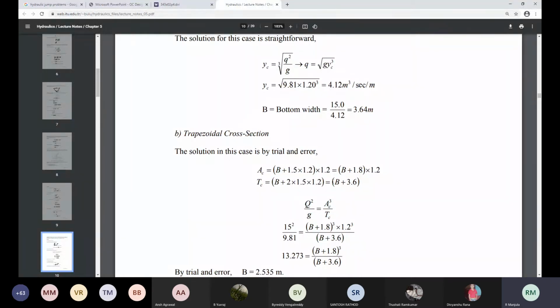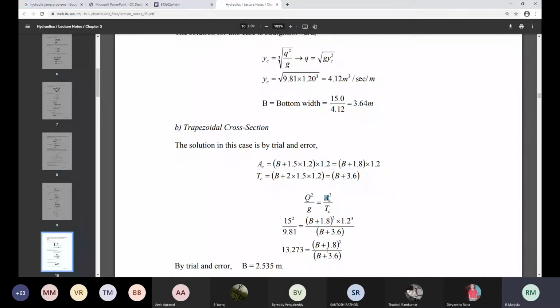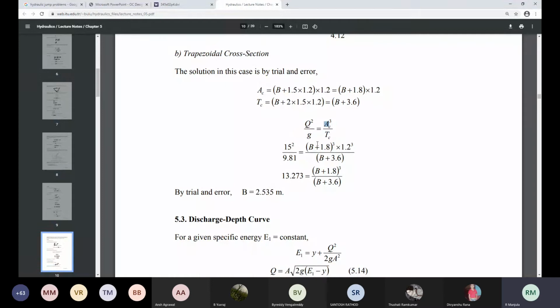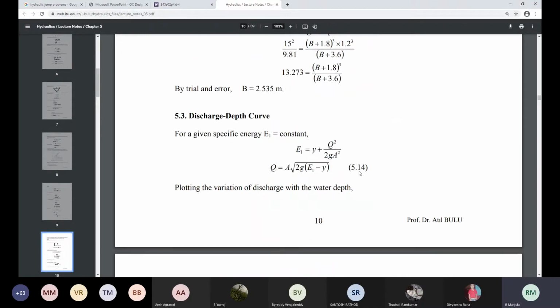If it is a non-rectangular channel, then the critical flow condition is Q square by G is equal to AC cube divided by TC. For non-rectangular channels, this is the critical flow condition. Now Q, you are going to substitute AC as B plus 1.8 into 1.2, the whole cube, then TC as B plus 3.6. By substituting these values, we will be getting the base width. Now you will get the bottom width by means of trial and error. So by trial and error, you are getting B is equal to 2.53, here 3.64.